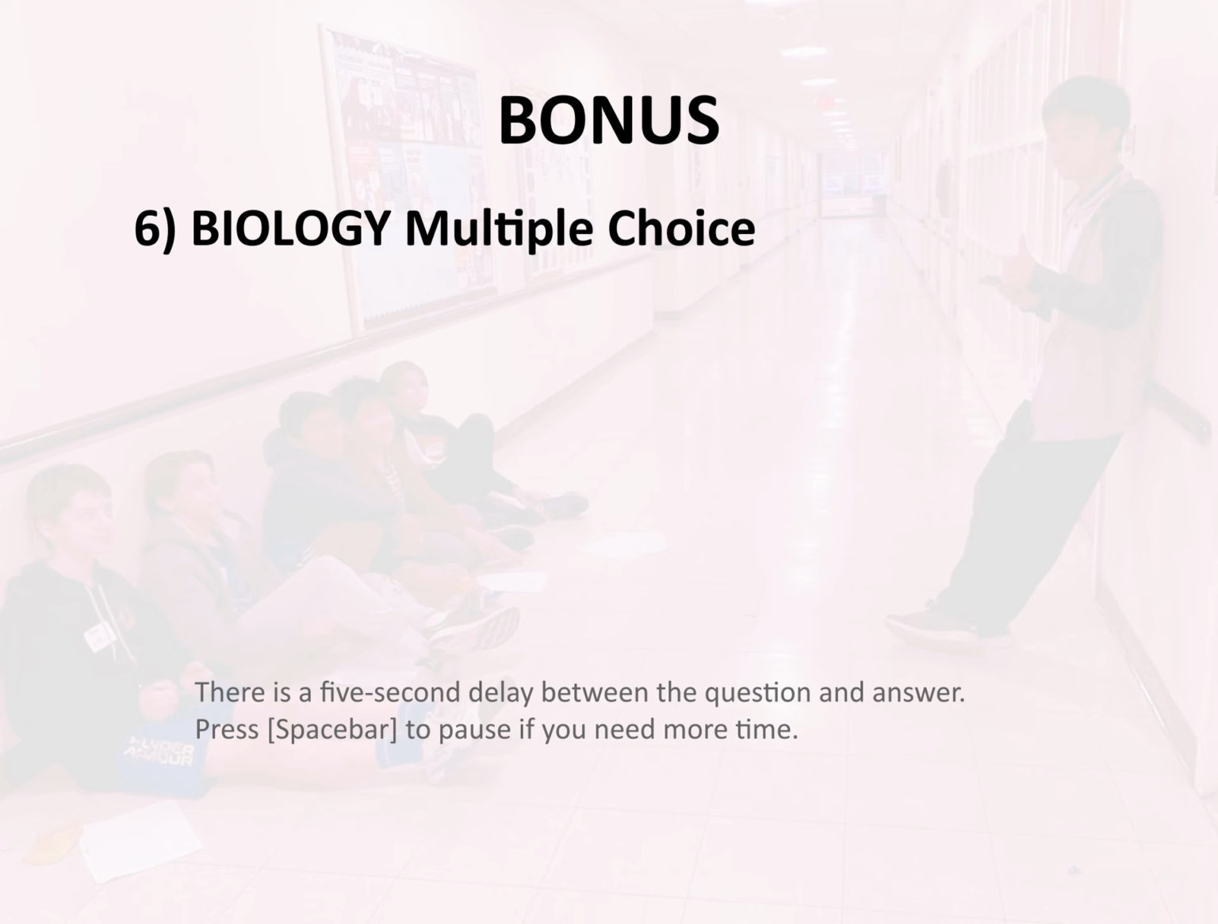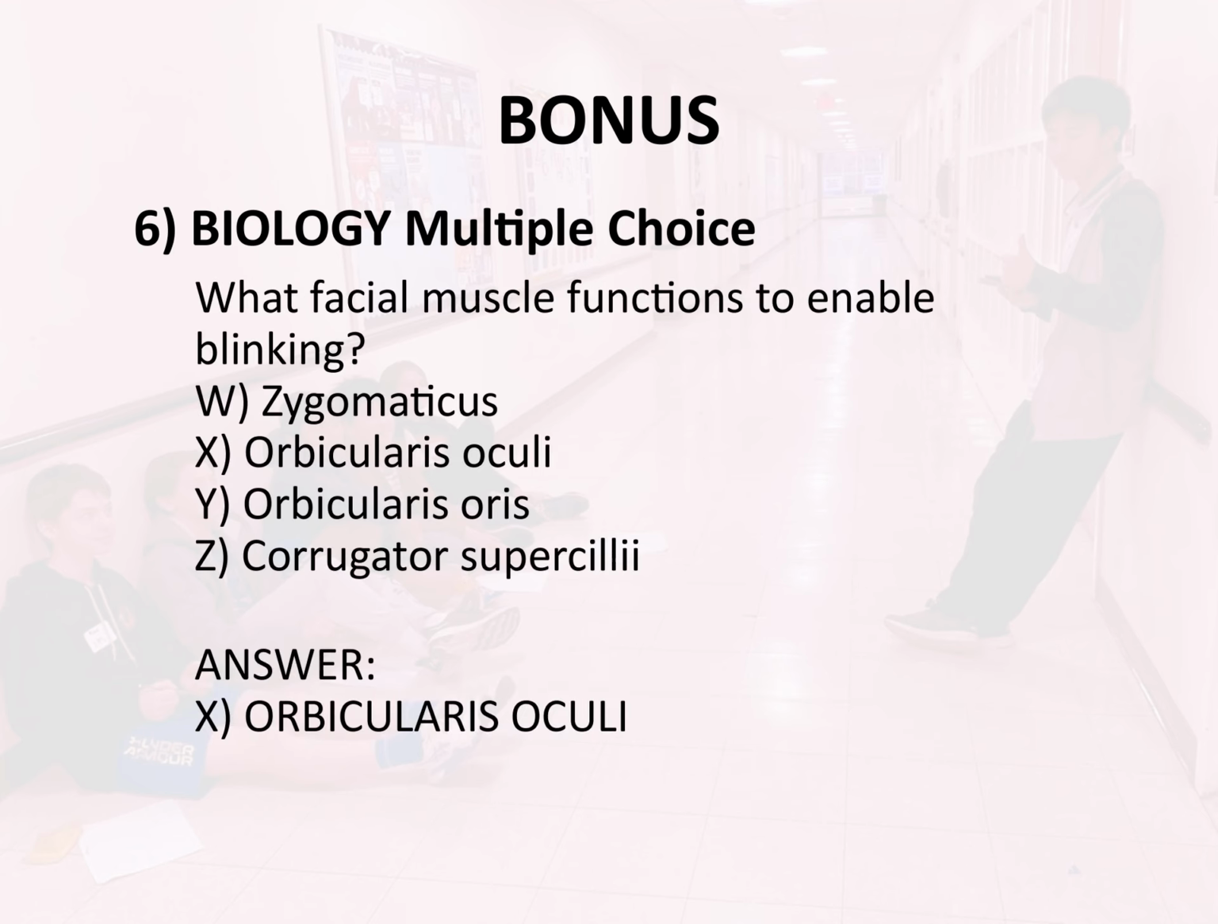Bonus 6. Biology. Multiple choice. What facial muscle functions to enable blinking? W. Zygomaticus. X. Orbicularis oculi. Y. Orbicularis oris. Z. Corrugator supercilii. Answer: X. Orbicularis oculi.